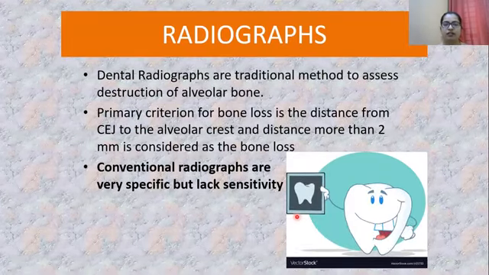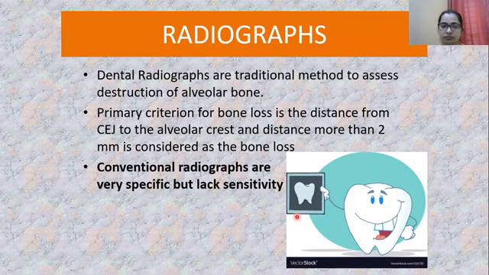Moving on to radiographs, there are different types of dental radiographs available for detection of alveolar bone loss, but the major disadvantage is that it needs at least 2 millimeters of bone loss. The initial bone loss is not detected on conventional radiographs, because it can only be seen once the bone loss is more than 2 millimeters. So they are very specific but lack sensitivity.